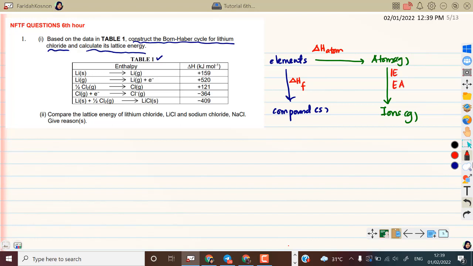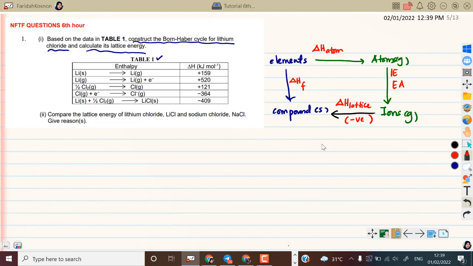And next, continue with the conversion from its gaseous ion to compounds. Yang mana ini akan melibatkan lattice energy. Okay, pembentukan solid ionic compounds daripada ionsnya melibatkan lattice energy yang mana nilainya adalah negatif. Okey, jadinya secara asas untuk kita membina Born-Haber cycle tu, kita mesti tahu dulu dia punya thermochemical equation.